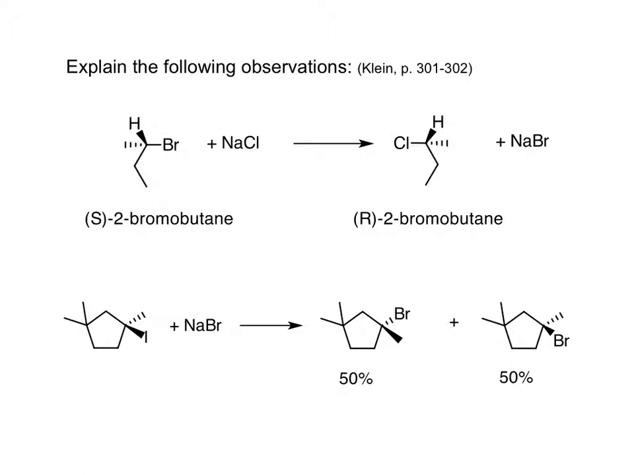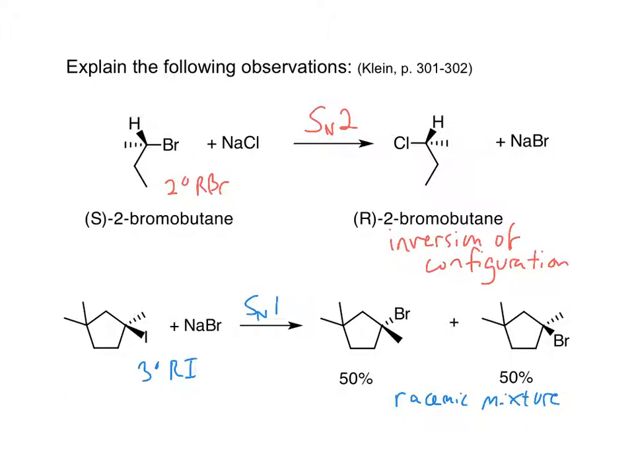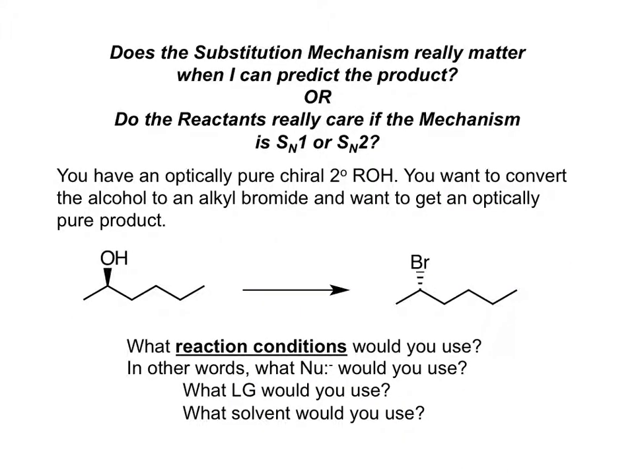Stop the video and identify the substitution mechanism for each reaction. So the answers are, so the substitution mechanism type is important if stereochemistry is involved. Let's say you have a secondary alcohol and you want to produce this product. Would you want to use an SN1 mechanism or SN2 mechanism? So stop the video and figure that out. The answer is, we will discuss solvent in a future video.